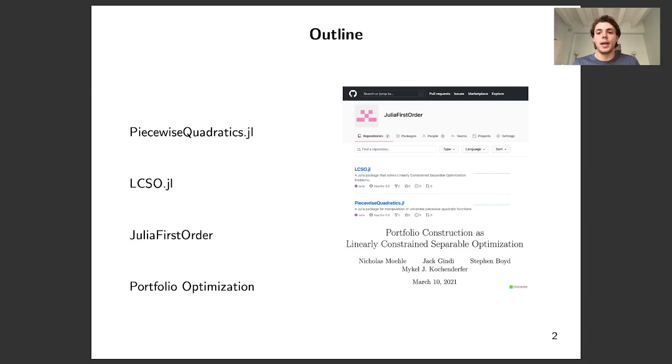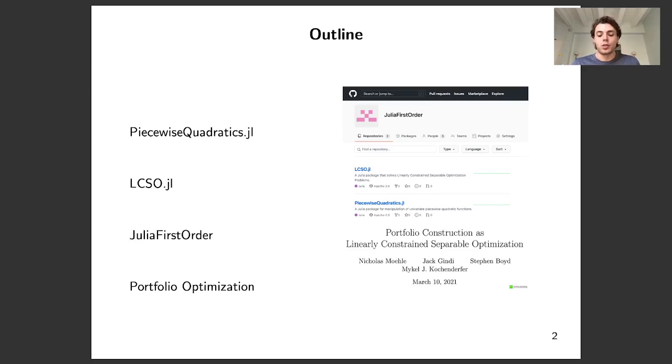We'll begin by going over our two packages, PiecewiseQuadratics.jl, which allows for the representation and manipulation of univariate piecewise quadratic functions with a special focus on optimization, and LCSO.jl, which solves a linearly constrained separable optimization problem using ADMM. We've open sourced both of these packages, and you can find them on GitHub.